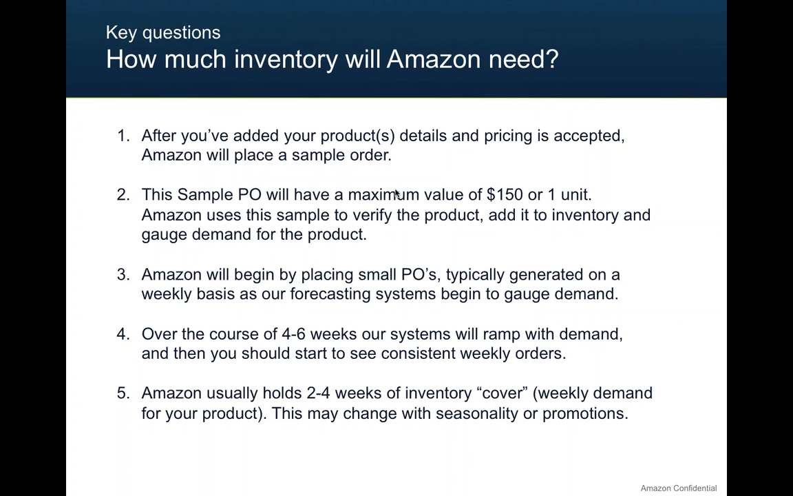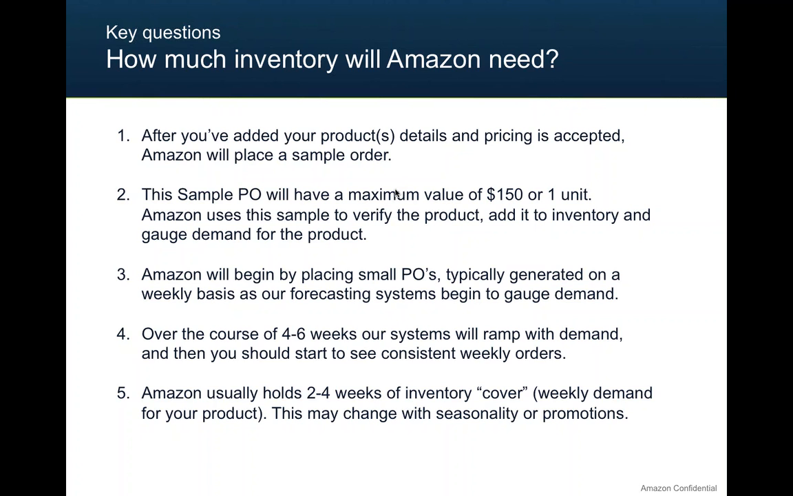So what we do is over 4 to 6 weeks after your product launches, so usually it's a little bit shorter than that, we're going to start understanding that demand, and you'll see that ramp in terms of the POs start to take place. Amazon will hold typically 2 to 4 weeks of coverage. What we mean by that is if there's 10 products that we see a demand for per week, we're going to order anywhere between 20 to 40, or make sure that we have 20 to 40 in stock at all times. That helps us to catch some of the peaks where there may be a little bit more unexpected demand and then some dips that may happen as well.